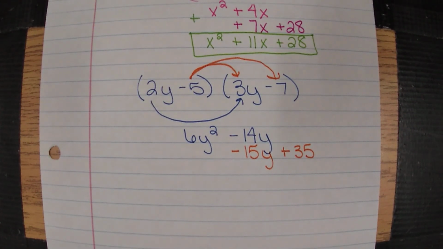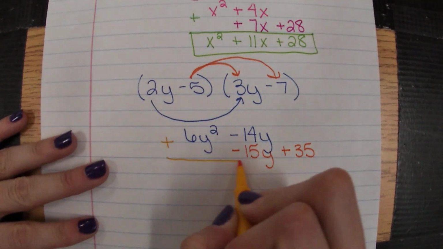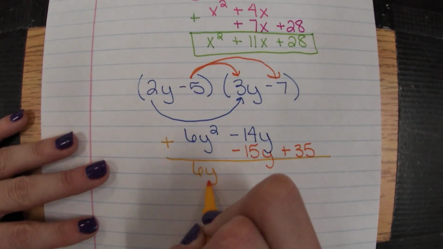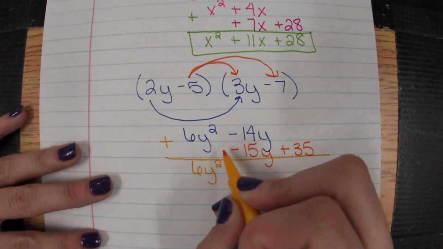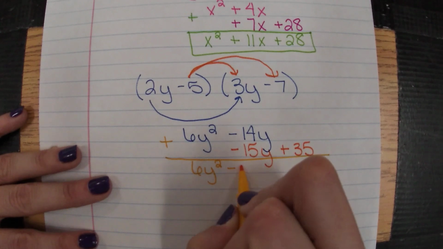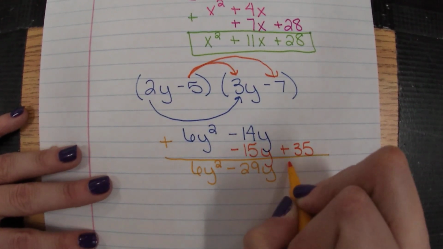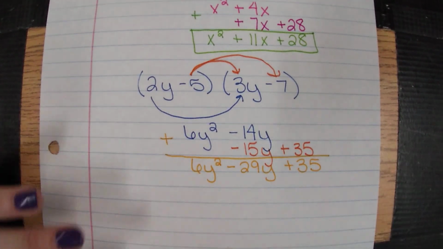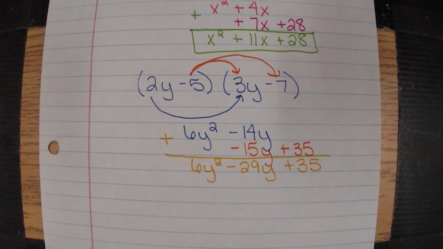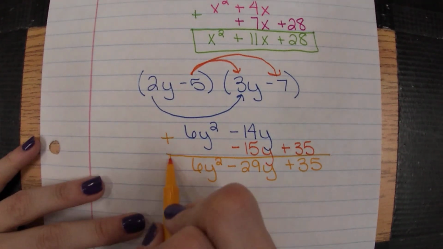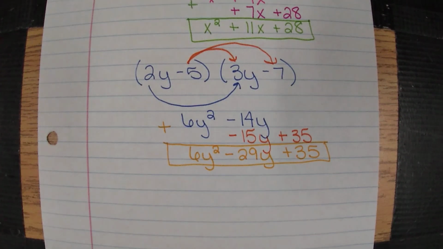Now, I'm not done yet. What do I still have to do? Right? I still need to combine those like terms. I still need to add them. So we have a 6y squared. Negative 14 plus negative 15 will give me a negative 29y plus 35. And so my final answer is 6y squared minus 29y plus 35.